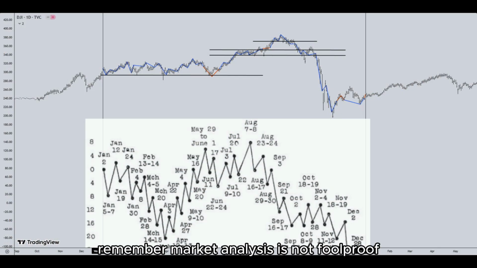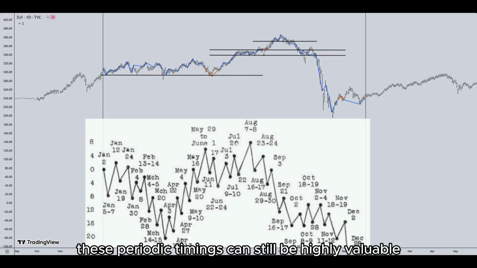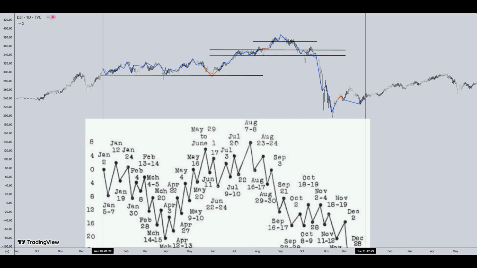Remember, market analysis is not foolproof. Prices might not always align precisely with our fundamental views or mass pressure timing projections. Should price action invert against our initial analysis, don't dismiss the mass pressure periodicity. These periodic timings can still be highly valuable. Utilize them as potential entry points when you observe price reversals.